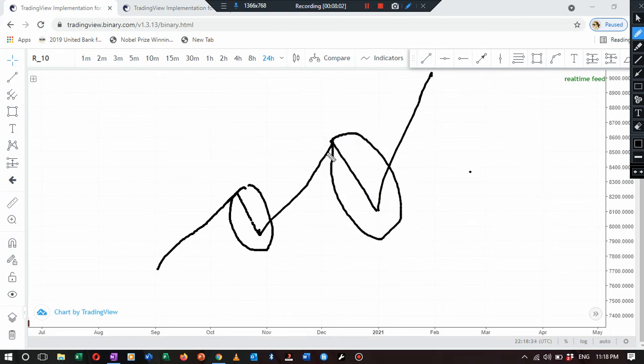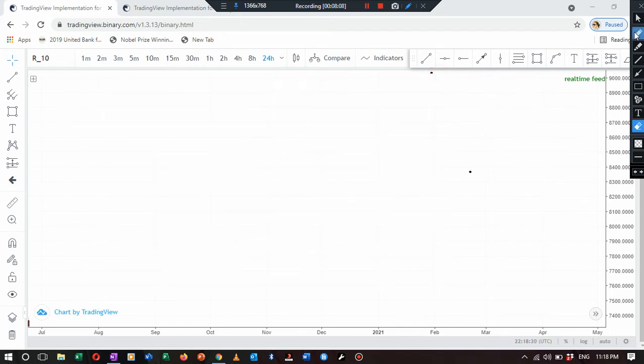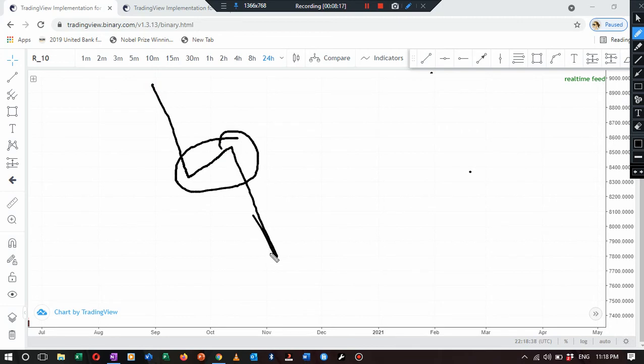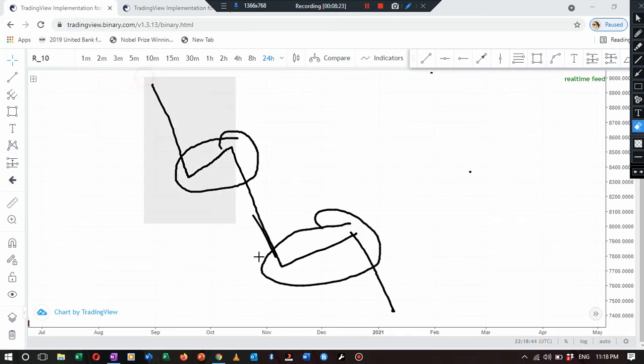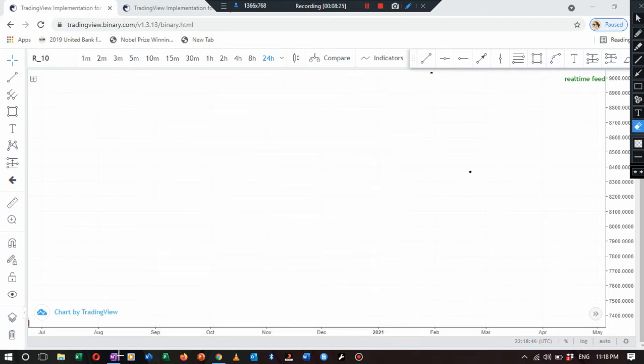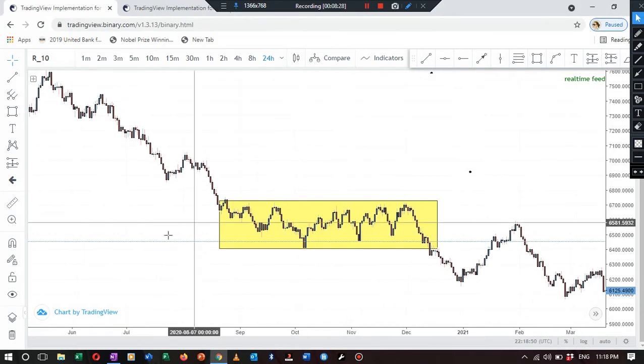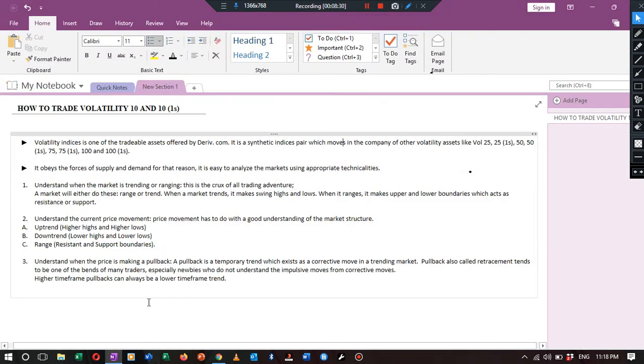Some people call it corrective moves. Some people call it retracement. If it's on a downtrend, that is your sell, and the little buy here is what some people call pullbacks or retracement. And what is a pullback? It is simply a temporary trend. It does not last. It never lasts.